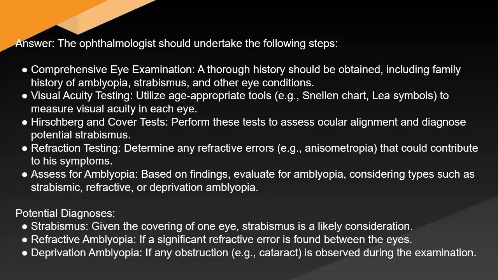Answer: The ophthalmologist should undertake the following steps. Comprehensive eye examination. A thorough history should be obtained, including family history of amblyopia, strabismus, and other eye conditions. Visual acuity testing. Utilize age-appropriate tools, e.g., Snellen chart, Lee symbols, to measure visual acuity in each eye. Hirschberg and cover tests. Perform these tests to assess ocular alignment and diagnose potential strabismus. Refraction testing. Determine any refractive errors, e.g., anisometropia, that could contribute to symptoms.